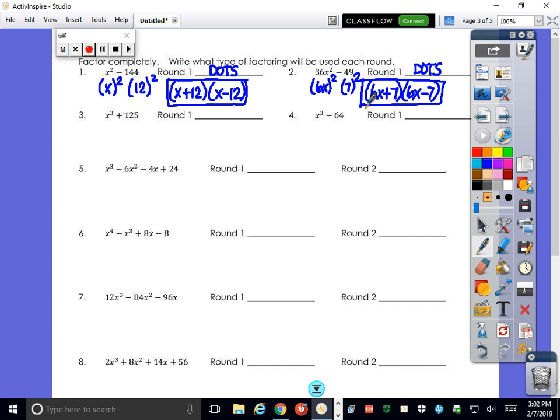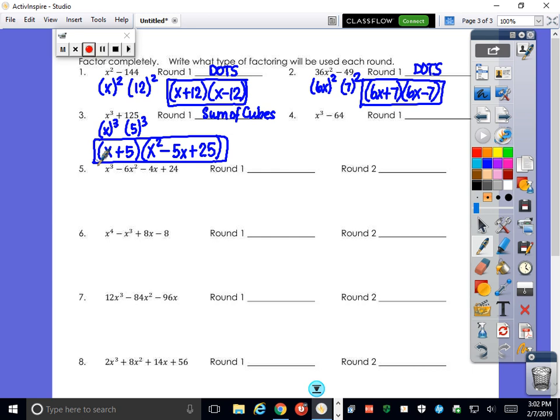Number 3, no GCF, but this is a sum of cubes. If you look at your perfect cubes, we cubed x and we cubed 5. So those are the two numbers we're using. We're going to add them together, x plus 5. Then we're going to take x and square it, subtract, multiply the two together, 5 times x. Then add, and we're going to square 5, which is 25. And that would be the final.